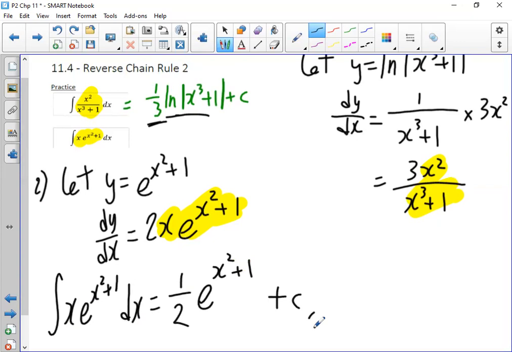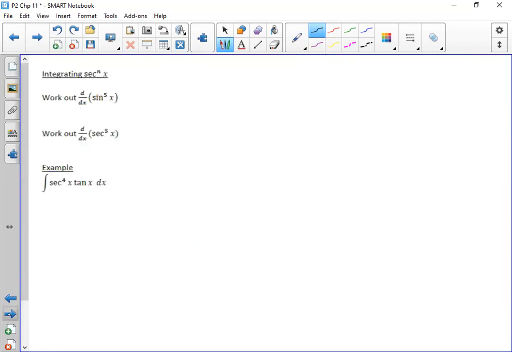We've got more because we've got one very special case. Moving on, okay? Now, integrating sec to the power of nx. Sec is a very interesting function because, in integration, there's something different about sec.